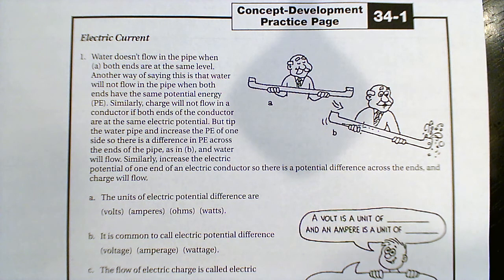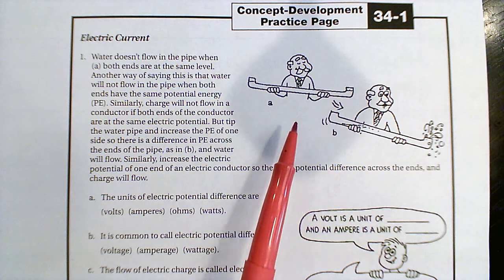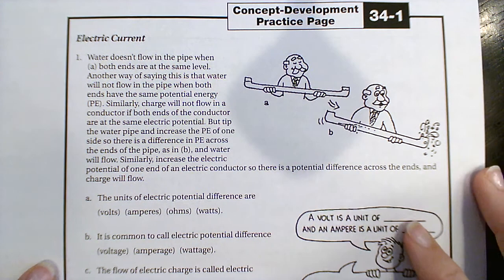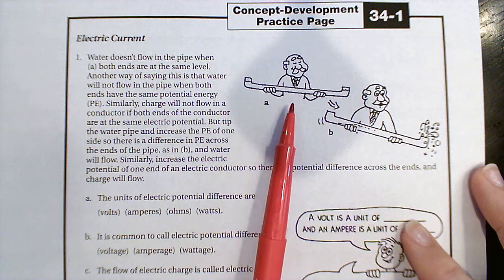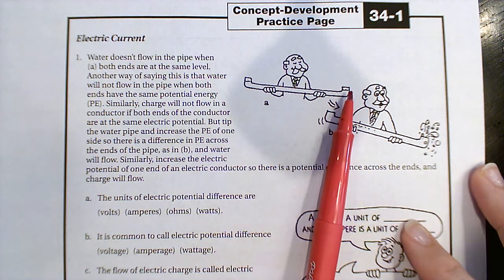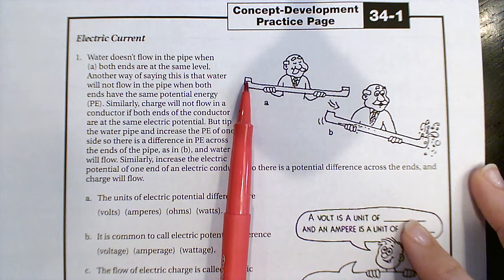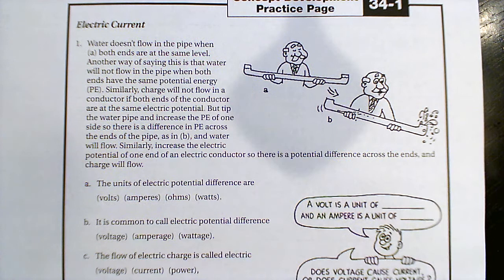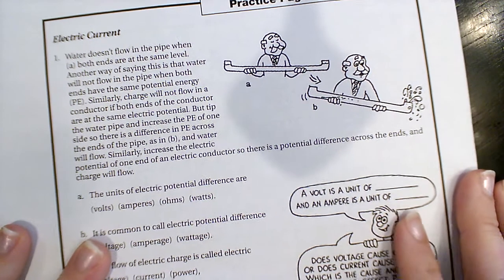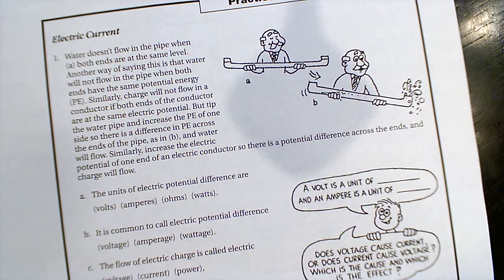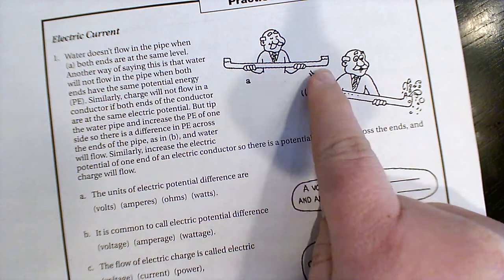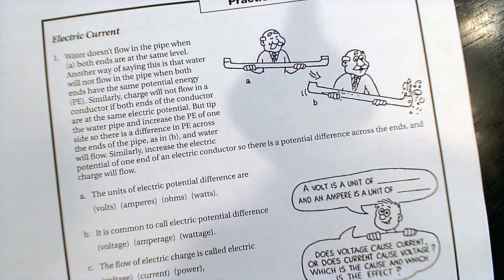It says water doesn't flow in the pipe when, so if this is a pipe, you can see there's this little water level here. So it's a curved pipe and there's water in it. If he was holding it perfectly sideways, I'm going to turn my paper a little crooked here, would the water flow? I hope you know the answer is no, right? Water only flows downhill. So if it's level, it's got nowhere to flow.